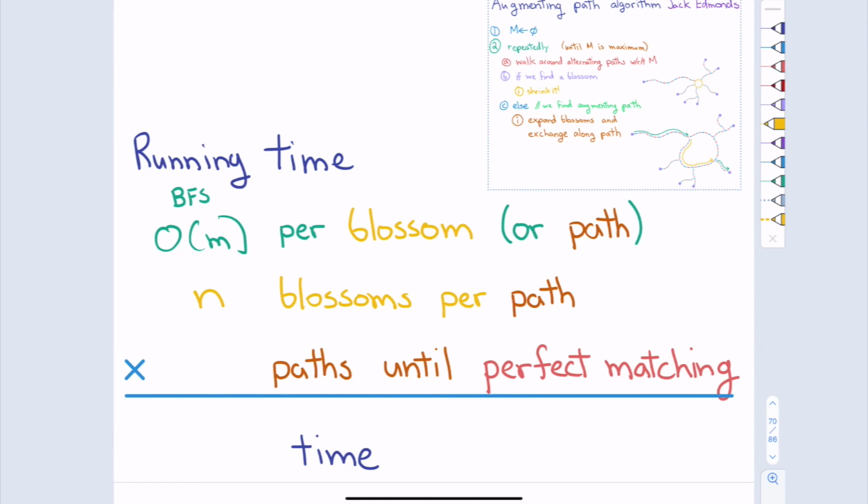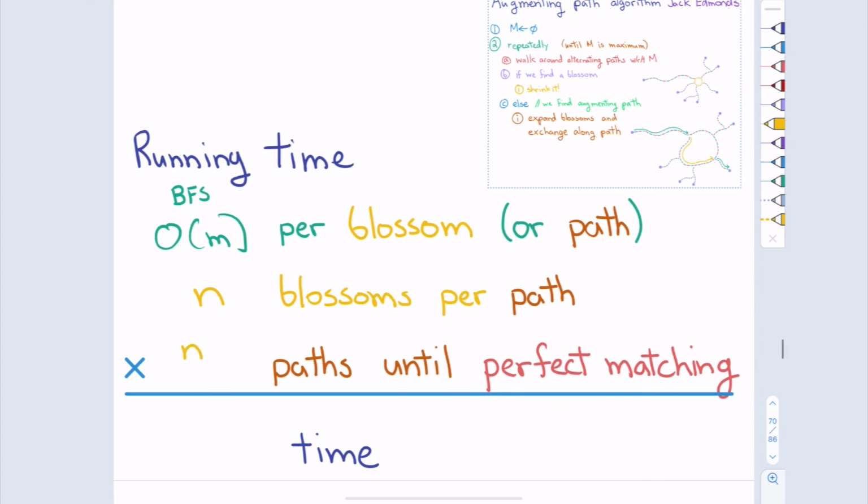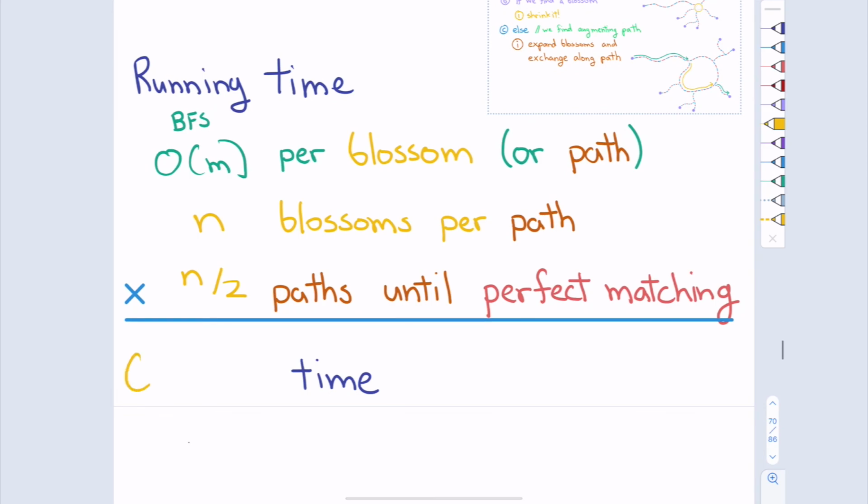And how many paths might I take? What's the maximum number of paths until I must have a maximum matching? What's the maximum size of a matching? Each augmenting path will add 1 edge, so n over 2. Okay, so we put this all together, and you get an mn squared time algorithm for maximum matching. It turns out we have a polynomial time algorithm for maximum matching, even though vertex cover was NP-hard.